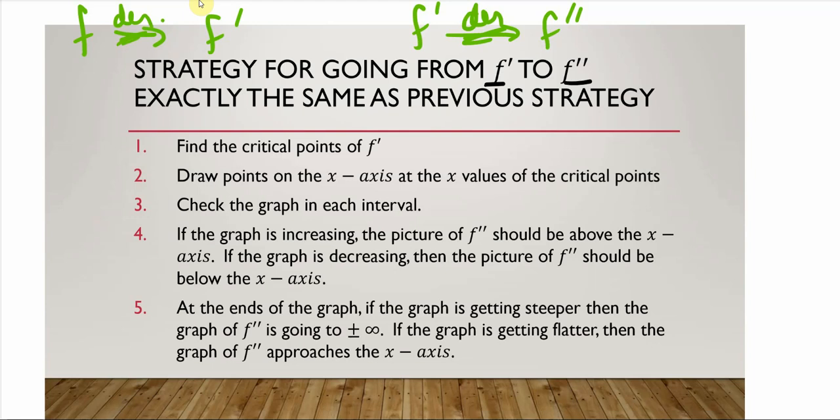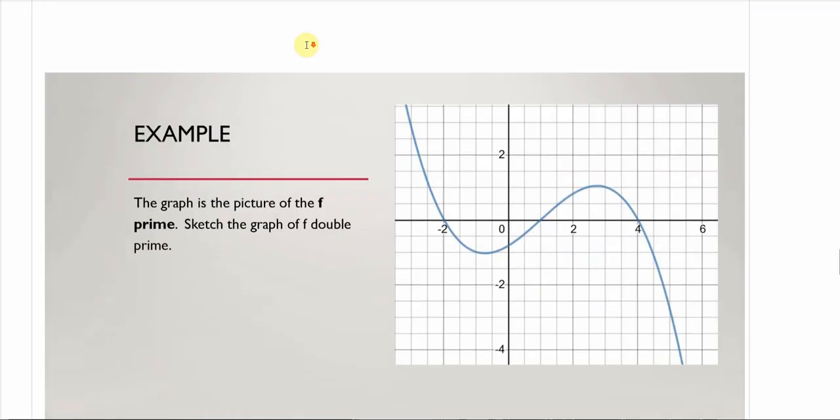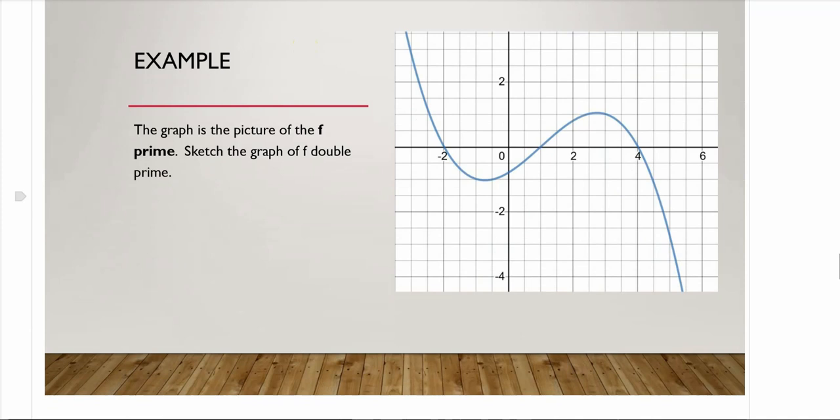So if you look at these 5 steps, these 5 steps are going to be identical to the 5 steps that we did when we went from f to f prime. So we're going to be doing the exact same thing. Okay, so let's go ahead and look at this. This is the picture of f prime, and I want you to sketch the picture of f double prime.